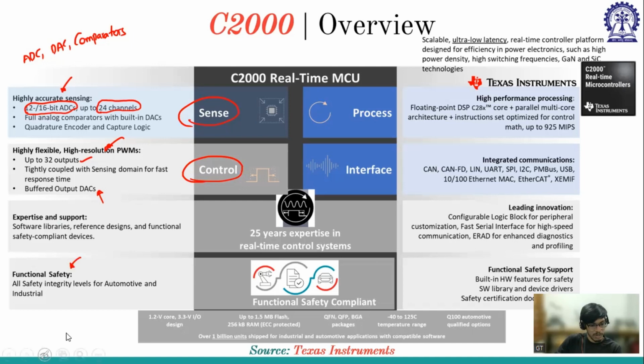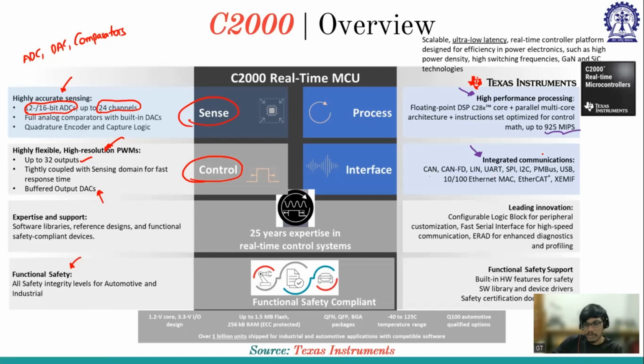Again, everything will be similar to what we have already discussed. It also has many integrated communication interfaces: CAN, UART, SPI, I2C, USB, and different Ethernet also. Depending on your requirements, you can configure any of these communication interfaces and operate. They are also using a multi-core architecture to achieve high performance, and it can do up to 925 MIPS. This is million instructions per second.